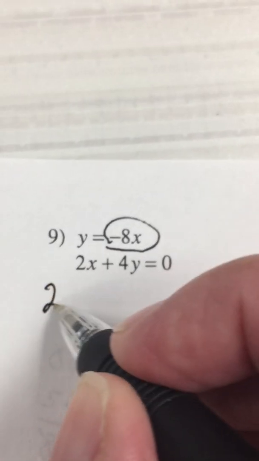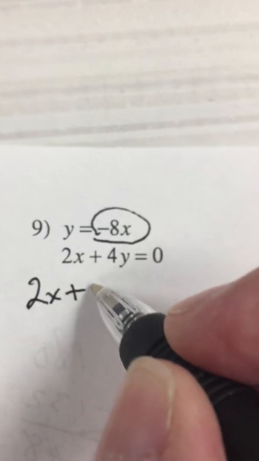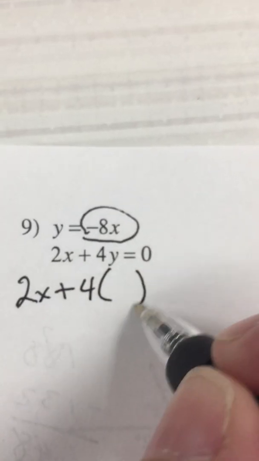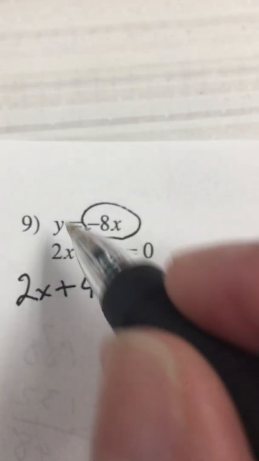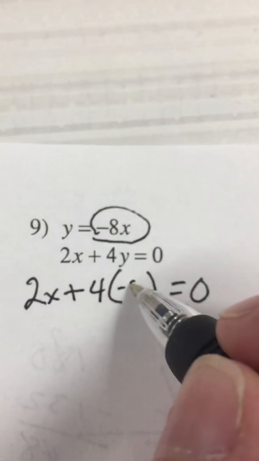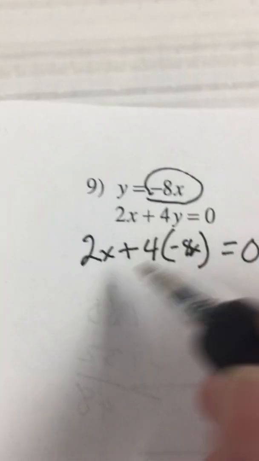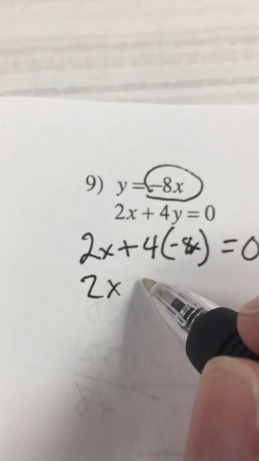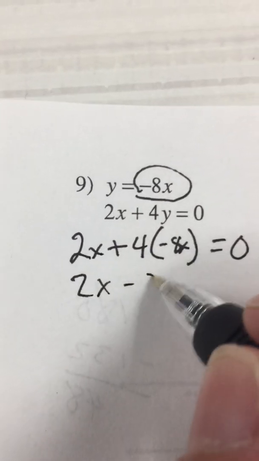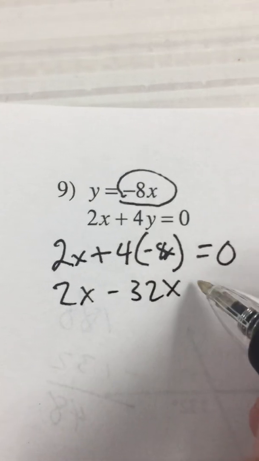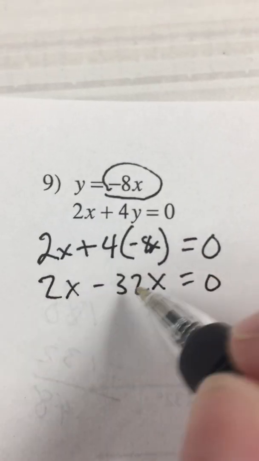So I'm just going to rewrite this one, 2x plus 4 parentheses, and I'll make a parentheses where the y is, equals 0. And what is y equal to? Y is equal to negative 8x. And now I have a single equation with only x's in it. So if I just go ahead and simplify this and solve for x, 4 times the negative 8 is a negative 32 with an x with it, right? Equals 0. And then I can add these two together.